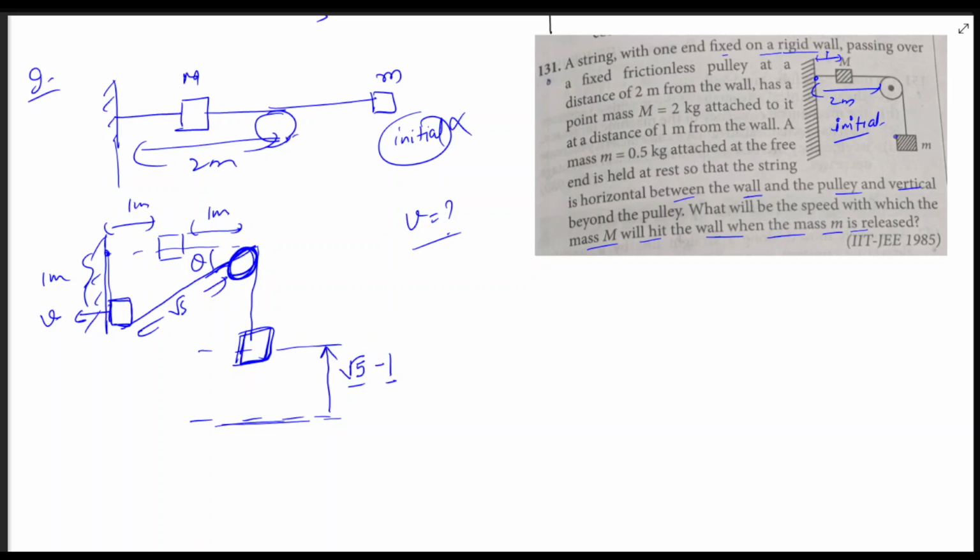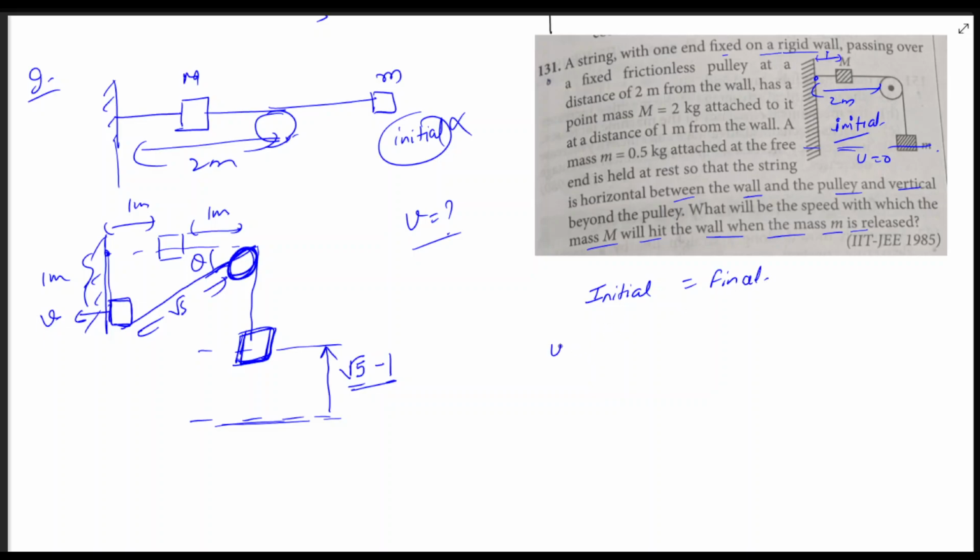So initially it was here. Okay. Now this object is going like this, and this becomes root 5. So initially it was 1, now it is root 5. So the change in the length of the string is root 5 minus 1. So this block must have gone up by a distance root 5 minus 1, right? So if this is our initial, let's say at this the potential energy is 0. So we will write initial equals final, right? We're using conservation of energy.